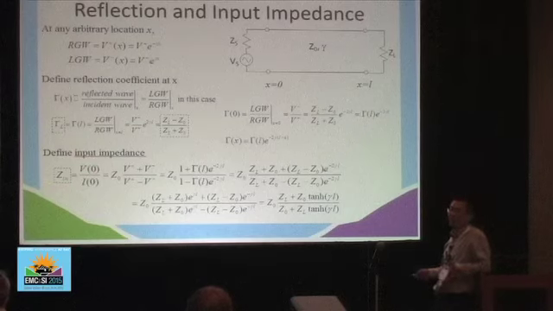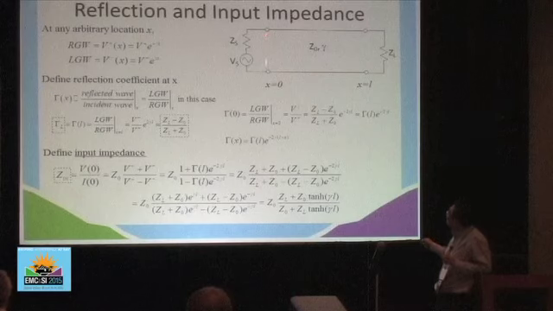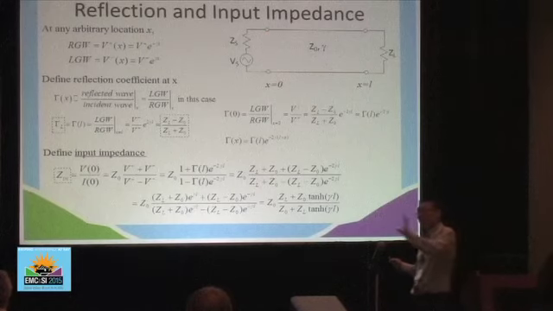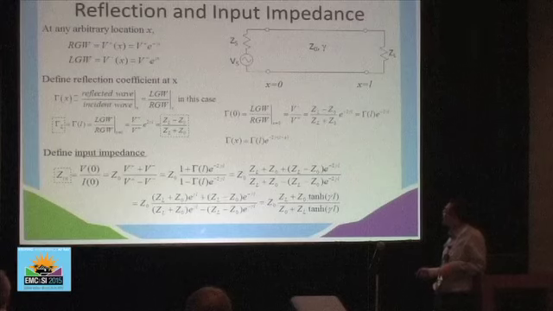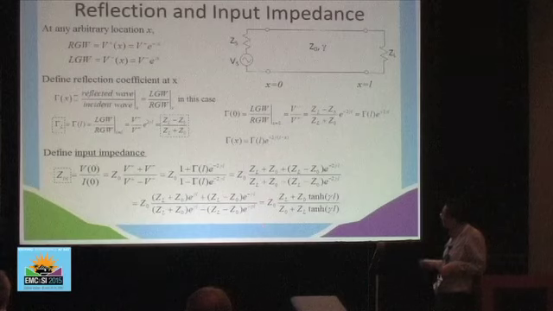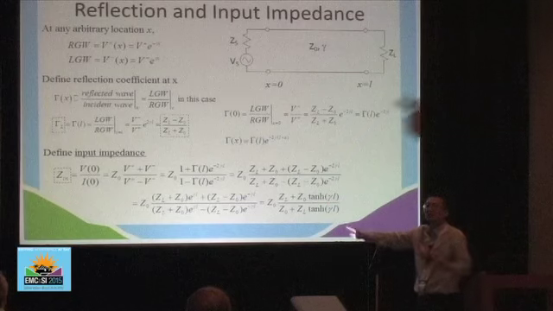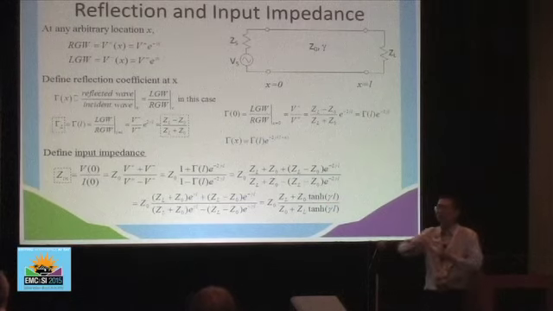The input impedance is defined at this source location. You're looking into the transmission line. What is the total equivalent impedance? The ratio of the total voltage to the total current. You find out that this input impedance is related to the characteristic impedance, is a function of the load, is a function of the gamma and the length, determined by the length. Different the length, you would see different kind of impedance.